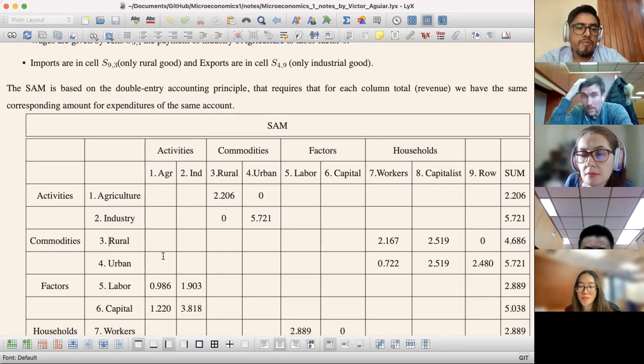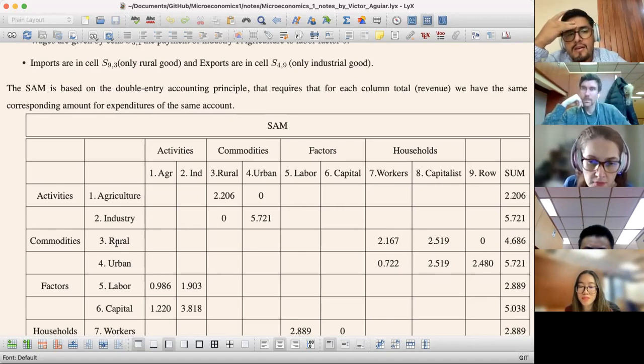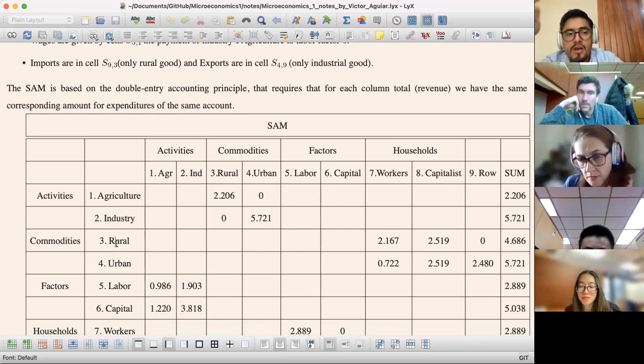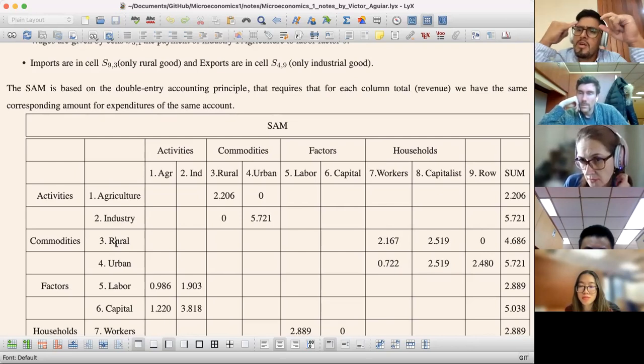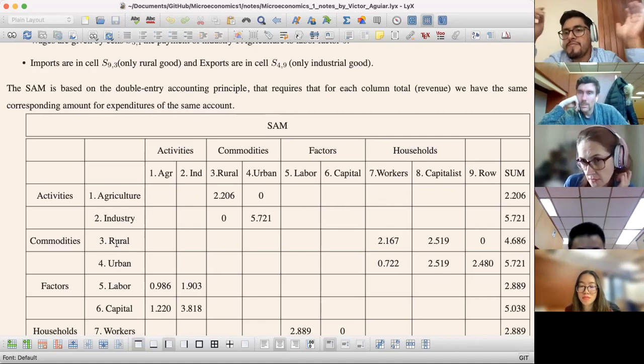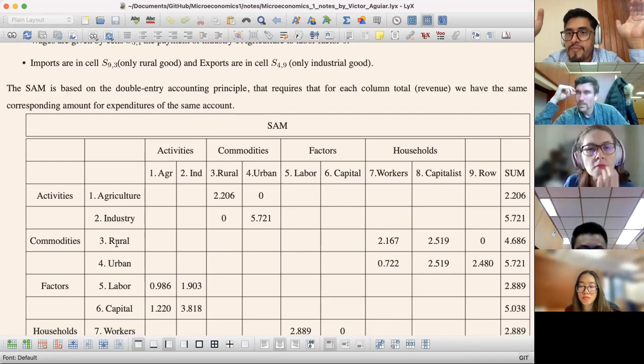The same thing here. Commodities here are opened into rural and urban, meaning exactly agriculture and industry, which is not a great opening. So essentially, you can also open it in many ways. For instance, in the work that I do, the commodities that you use are things such as food, transportation, recreation, gas, and so on, right? Clothing. So you can open it as much as you want.